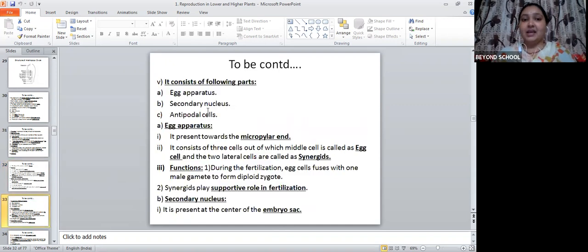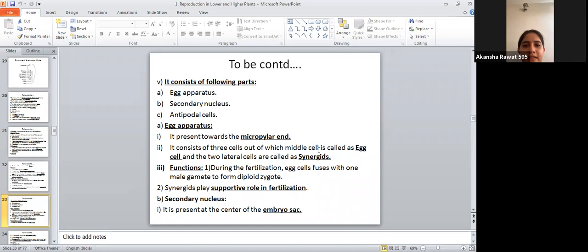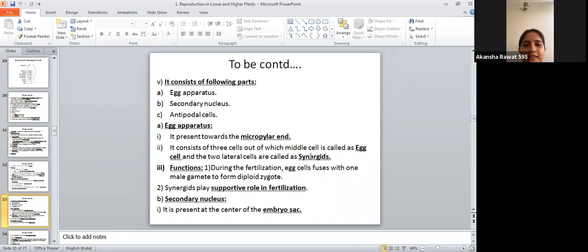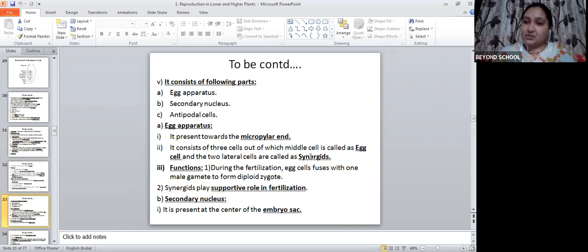Then after it, what does it consist of? The female gametophyte consists of the egg apparatus, secondary nucleus, and antipodal cells. Now, in the egg apparatus, we studied the micropylar end. Then we studied the three cells, where the middle one is called the egg cell, and laterally the egg cell is surrounded by two cells called synergids.